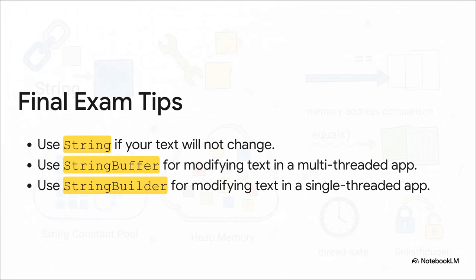And here are those rules in plain English. Rule 1. If your text is fixed and will never change, use string. Rule 2. If you need to change the text and you're in a multi-threaded situation, you have to use StringBuffer. Rule 3. If you need to change the text in a normal single-threaded program, use StringBuilder to get the best performance. And honestly, that last one is the one you'll use most often when you need a mutable string.